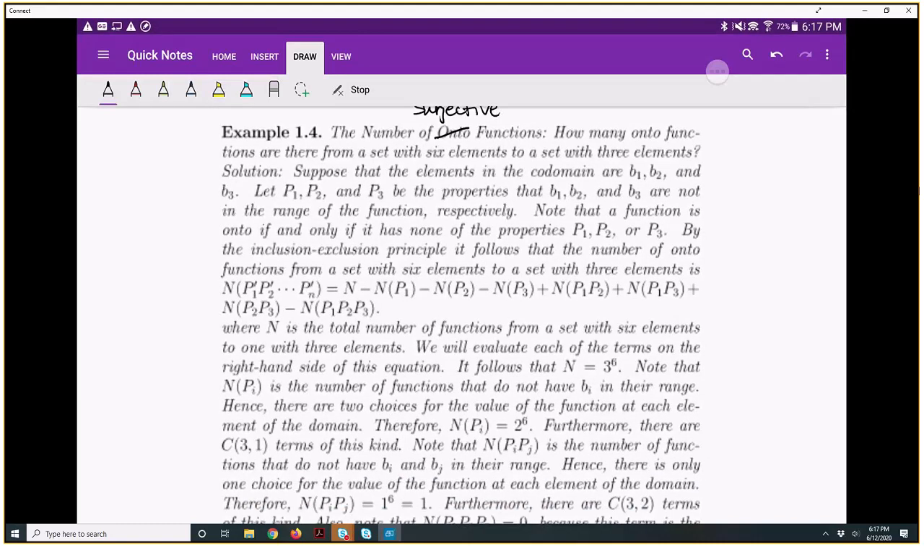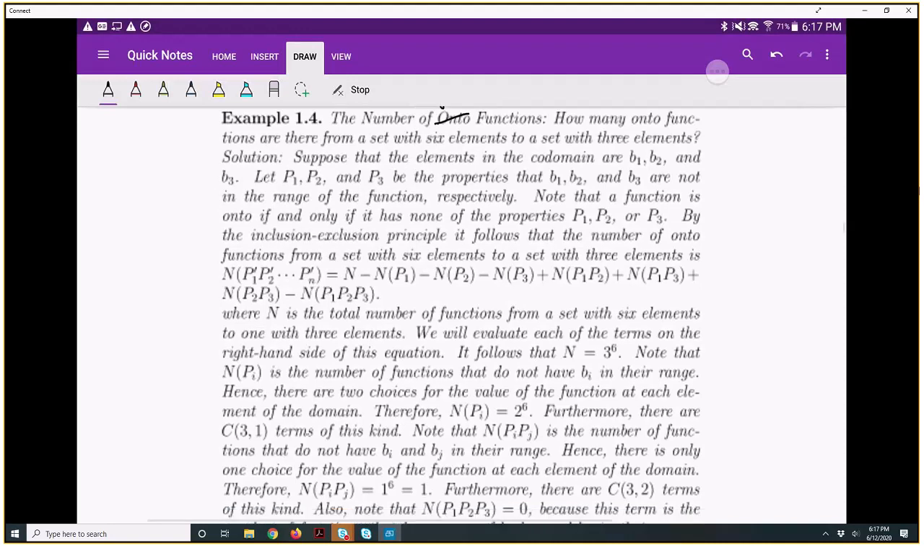So by the inclusion-exclusion principle, it follows that the number of onto functions from a set with 6 elements to a set with 3 elements is first the number of total functions between the sets, and then minus the number of functions that miss one element in the codomain, adding in all of the functions that miss 2 elements in the codomain, and subtracting all of the functions that miss 3 elements in the codomain.